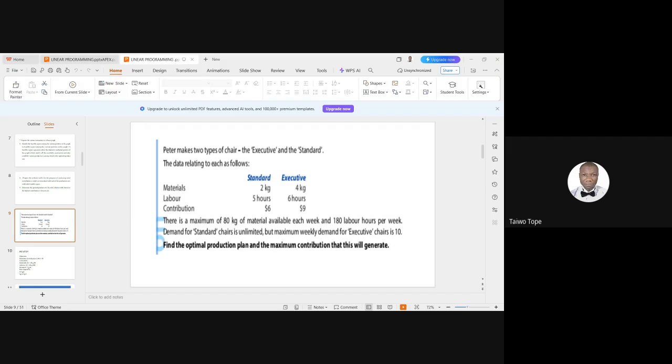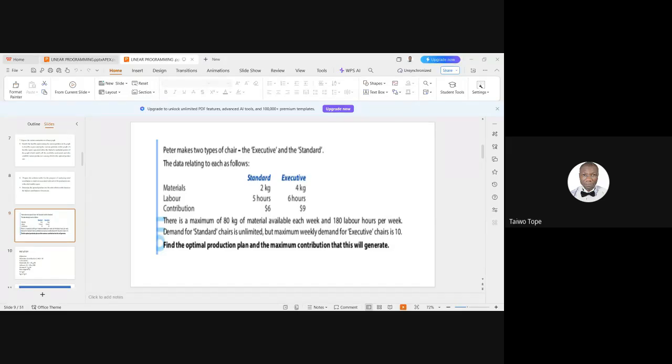So demand for standard chairs is unlimited. It means standard chairs have no limit, no restriction. Customers can demand to any length. So there is no limitation regarding standard chairs. But maximum weekly demand for executive chairs is 10. So if you are expressing that executive chairs in the form of inequality, what will that be? Executive chair cannot be greater than 10.